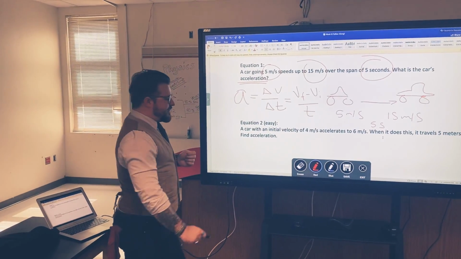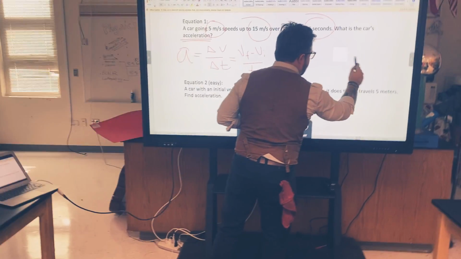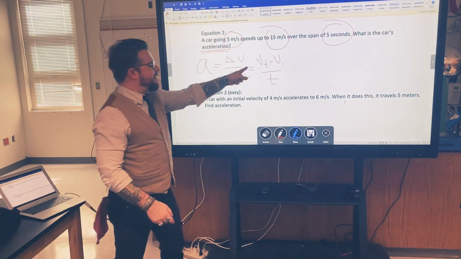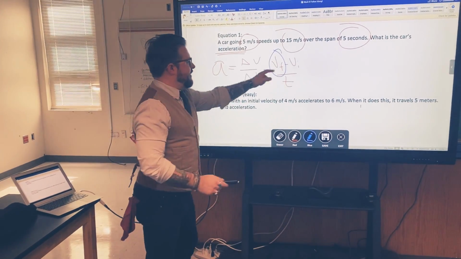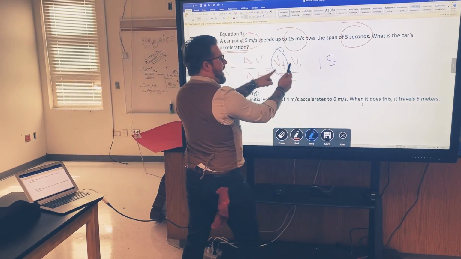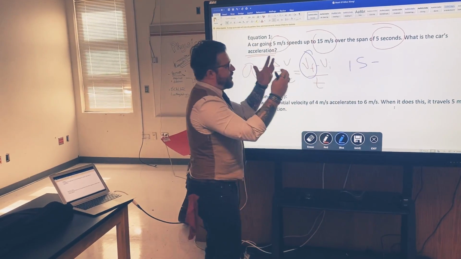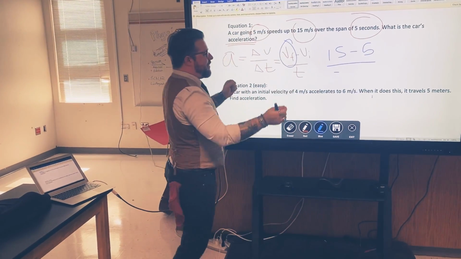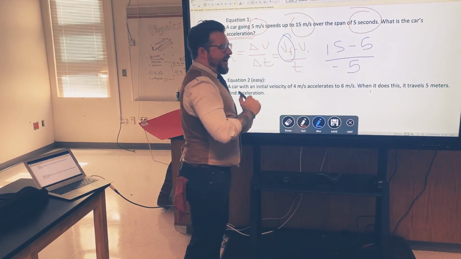Now all I have to do is plug this in. What is my initial velocity? What did I start at? Can anyone tell me what is my final velocity rather? What did I end up at? 15. 15 minus, look what I'm doing. I'm just plugging them in. 15 minus, what is my initial velocity? What did I start at? 5. 15 minus 5 over time. How much time changed? 5 seconds. 15 minus 5 divided by 5.